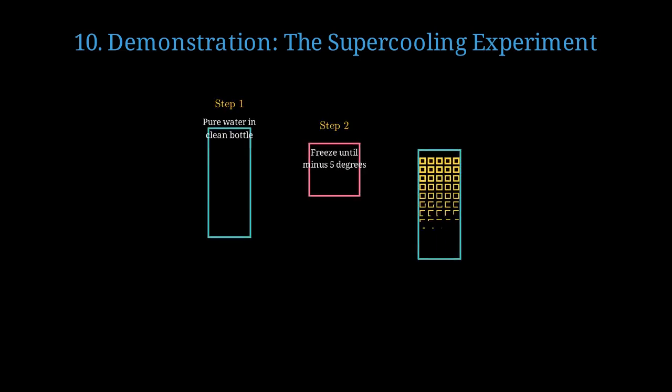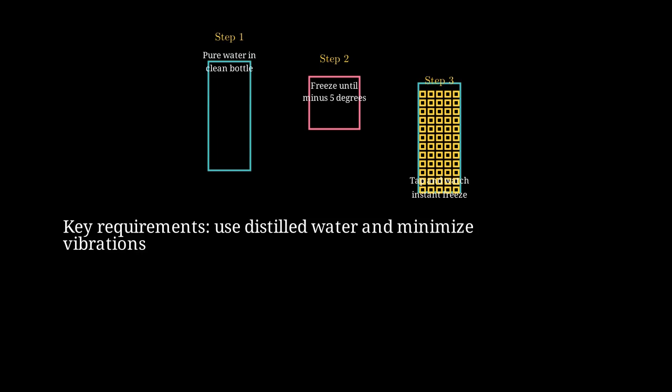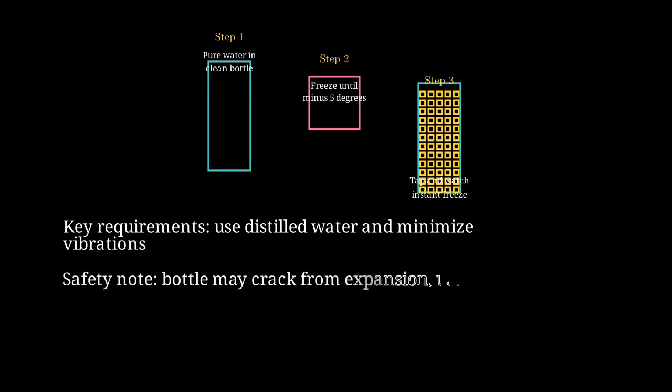Here's the procedure. Start with purified water in a very clean bottle. Place it carefully in a freezer set to -5 degrees and wait about 2 hours. Then, gently remove it and tap the bottle to watch ice crystals spread instantly through the supercooled water. The key requirements are using distilled water free of impurities and minimizing any vibrations during the cooling process. Important safety note, the bottle may crack from ice expansion, so use a flexible plastic bottle rather than glass.